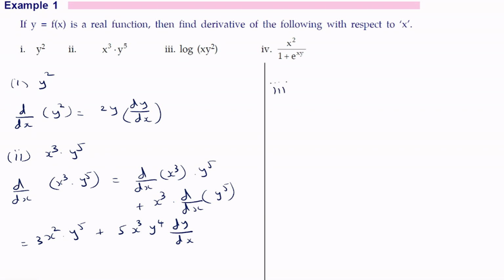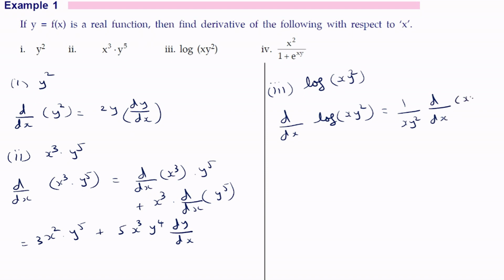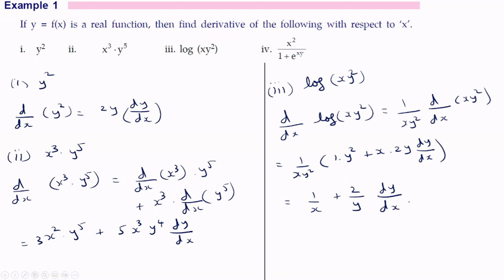And next we have the next subdivision, log of xy square. Now derivative of log of xy square, again we have to use chain rule first. So it is 1 by xy square into derivative of xy square. So here 1 by xy square is common, it can be kept outside. Now we have to use product rule to differentiate this. So this is 1 by xy square into derivative of x is 1 into y square plus x into derivative of y square is 2y dy by dx. So if we take this xy square inside the bracket, we get 1 by x plus 2 by y dy by dx. So this is the derivative of log of xy square.